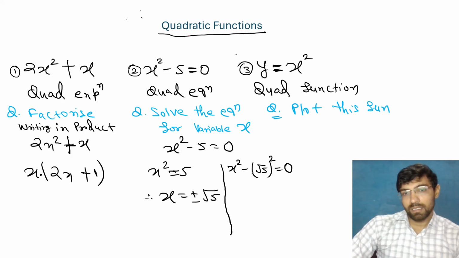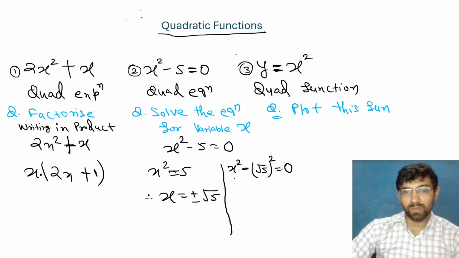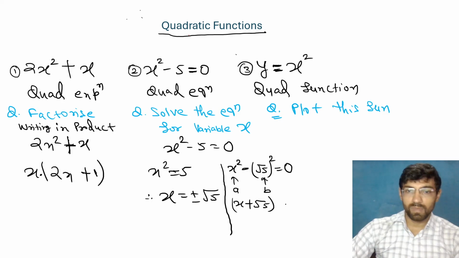Okay. So now I can see a square minus b square. Correct? x is my a, and root 5 is my b. So I can clearly see a square minus b square. And what is the expansion of a square minus b square? a plus b into a minus b. So my answer is x plus root 5 times x minus root 5 equals 0.